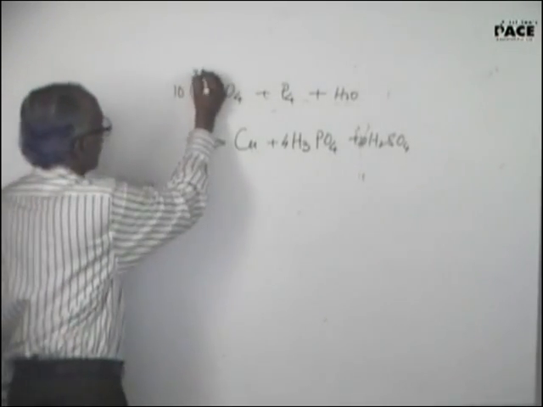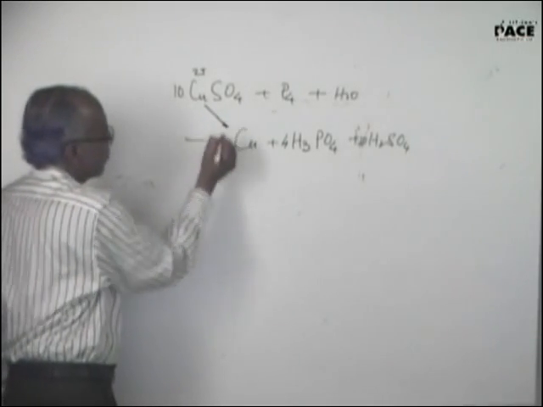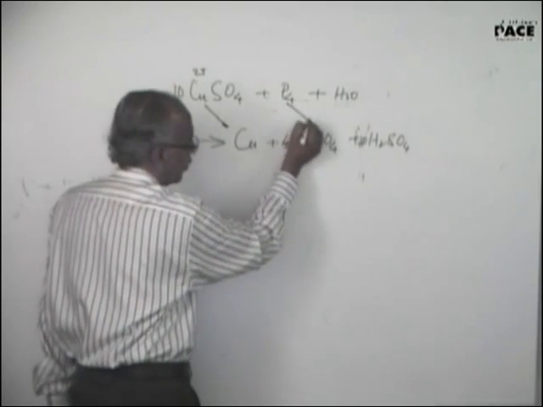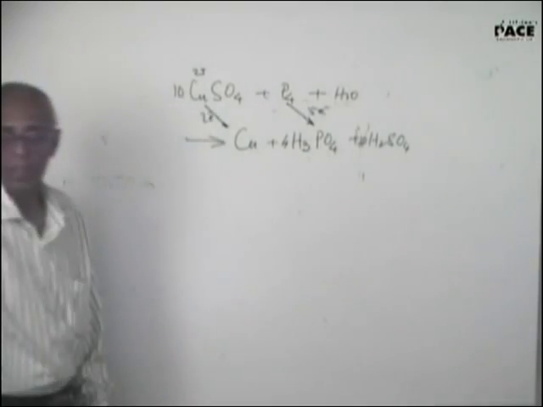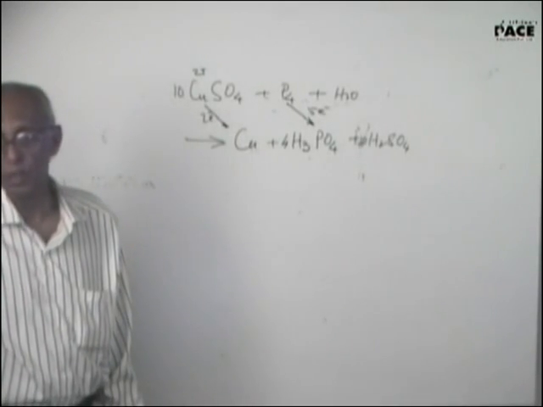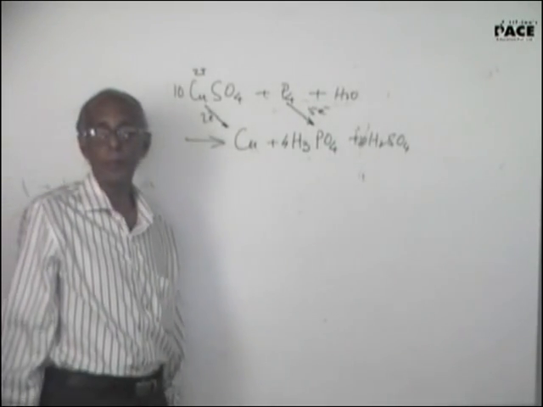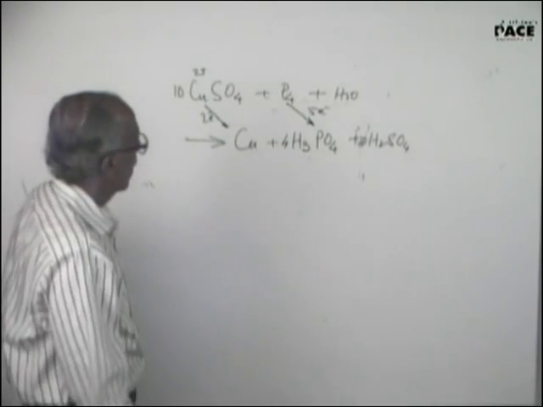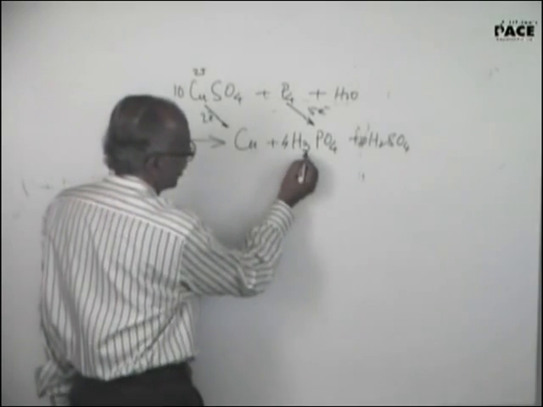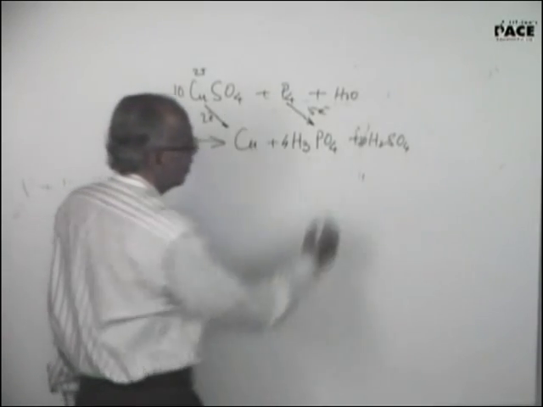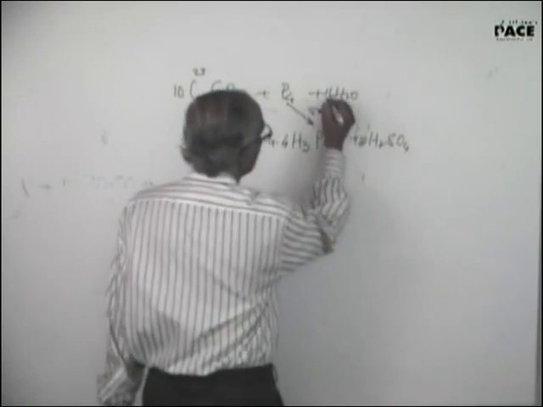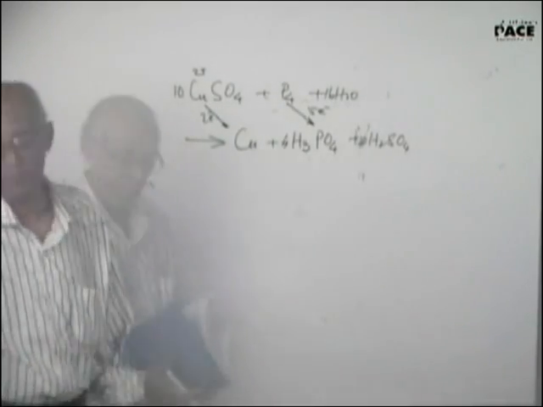Copper 2 plus to copper is a 2 electron change, whereas phosphorus to phosphoric acid is a 5 electron change. There are 4 phosphorus, so a 20 electron change. So I need 10 moles of copper sulfate. And how many hydrogen? 4 3s are 12. 12 plus 20, 32. So I need 16 moles of water.